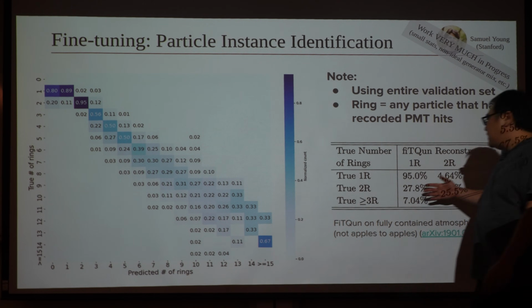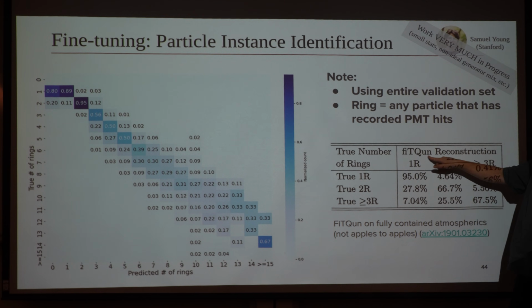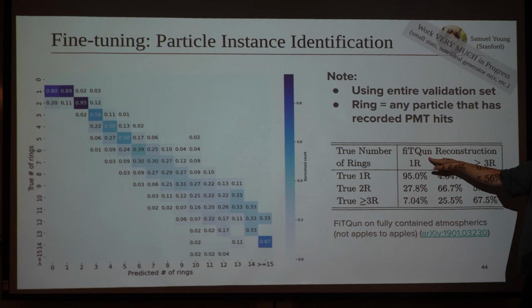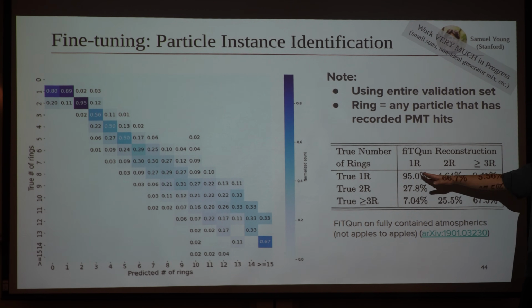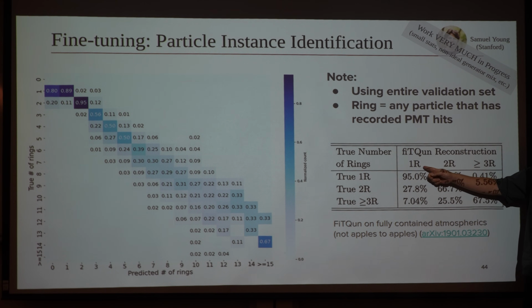So maybe look at the table first. Focus on this slide, please. I understand that we want to look at this, but let's look at this one. This is the current state-of-the-art algorithm in the water Cherenkov community. It's showing you what fraction of true one-ring events you can reconstruct as one ring.